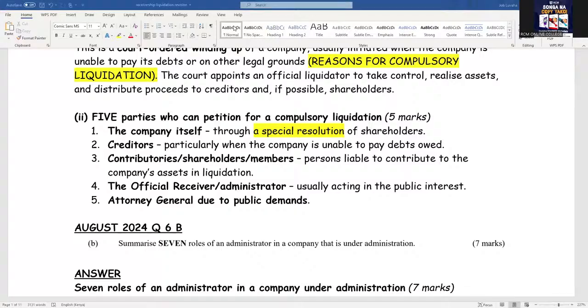Power to distribute the company assets to creditors. Very correct. So in this case, the administrator comes in to manage the company to ensure it is afloat, so it can exist for the foreseeable future. Also to safeguard the assets for specific creditors, to convene the meeting of members and creditors, and to take control or management of the affairs of the company.